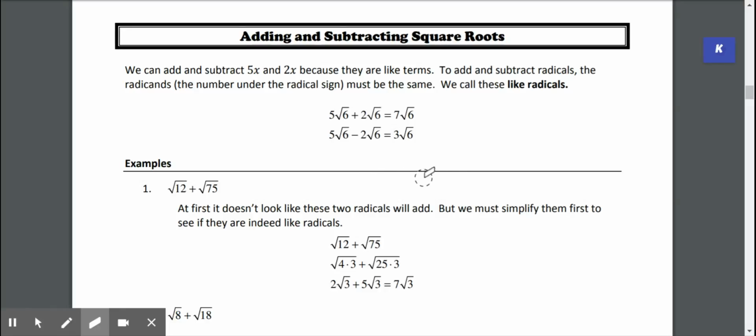But what we're going to realize in some cases, well, in our first example, these are not like radicals, not at first. But what we can do is break up root 12 into root 4 and root 3. Square root of 4 we can take. It'll give us 2. So we have 2 root 3 is what root 12 will simplify to. Root 75 can be broken up into root 25 and root 3. Root 25 we can take the square root of, and that'll be 5. So now when we check, the radicals are the same. So it's 2 square root 3 plus 5 square root 3, which is going to equal 7 square root 3.